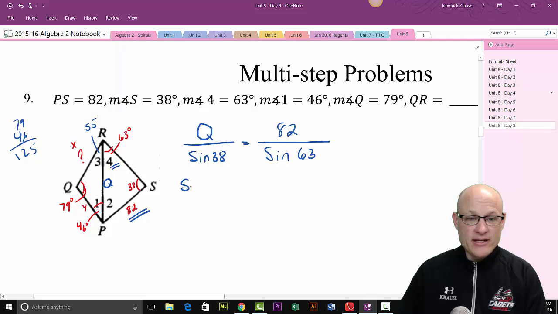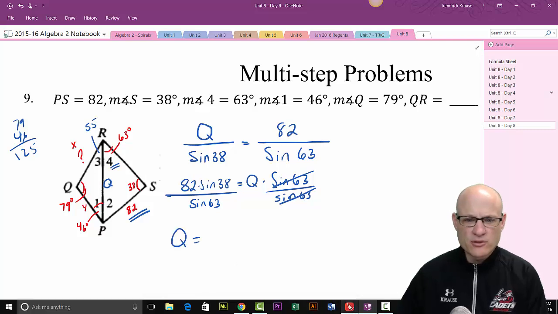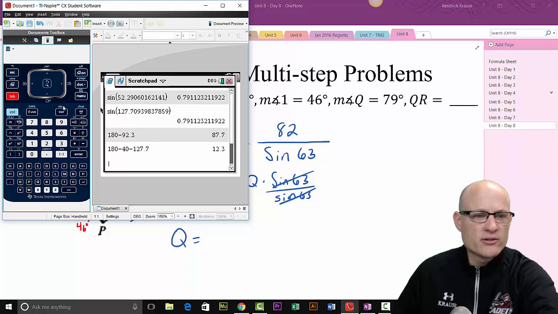So we're going to do this 82 times the sine of 38 is equal to Q times the sine of 63. Divide by sine 63. And I get Q, the in-between side. So let's go to calculator. 82 sine 38.